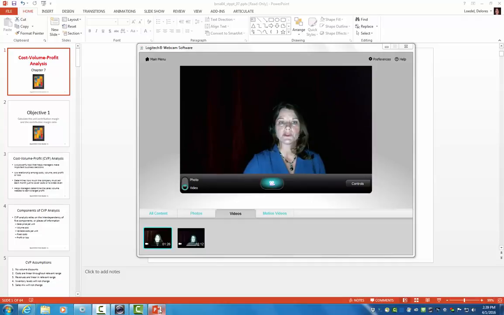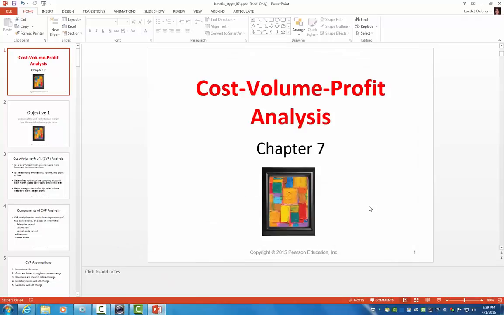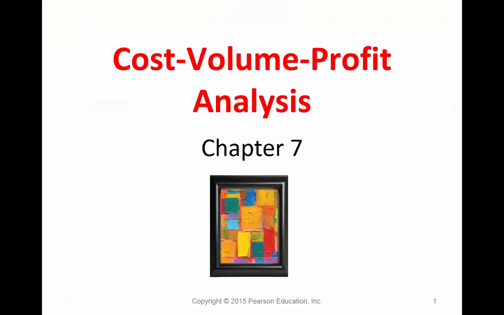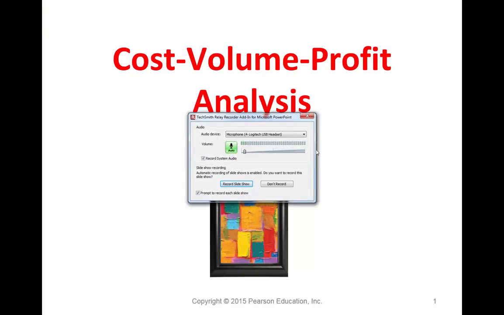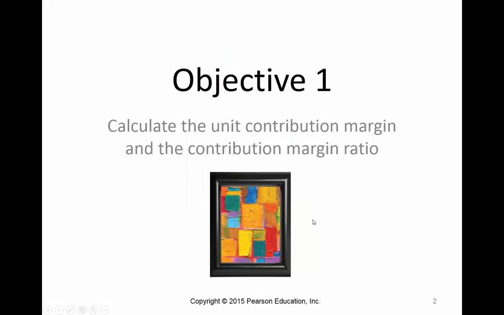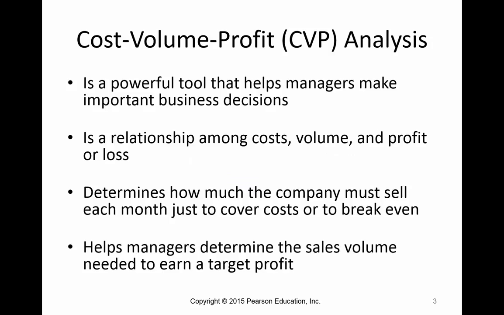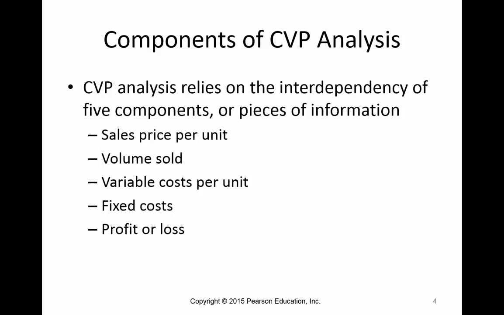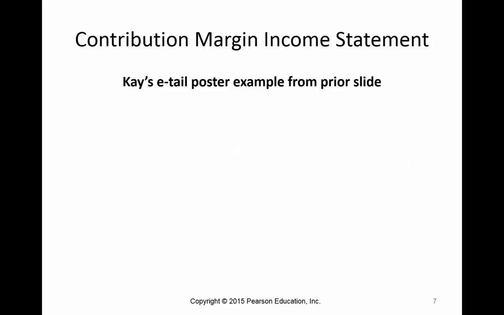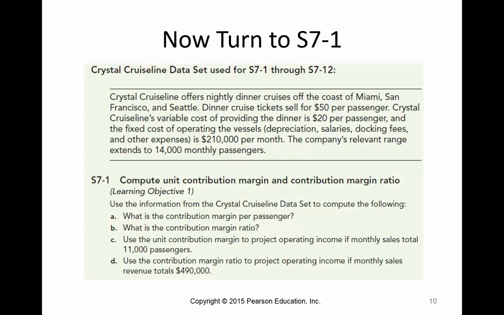In the first objective here, we are looking at cost, volume, profit analysis for this chapter. And your first learning objective is to calculate the unit contribution margin and the contribution margin ratio. I'm not going to go through all the details. You can obviously read this on your own, all the assumptions and things like that. What I want to do is move on to the problem itself, which is S7-1. It's the Crystal Cruise Line data set. You can read this material here on your own. I'll give you a second to do that.